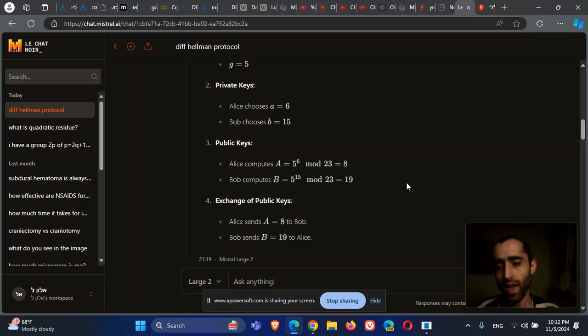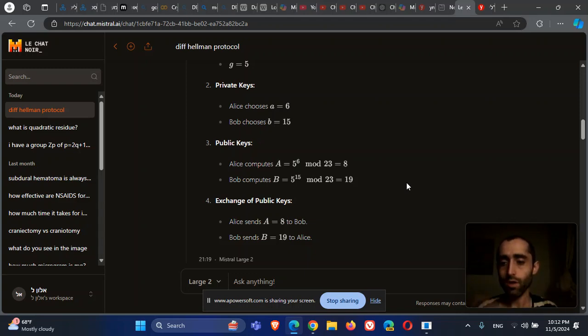G to the power of a mod p is what Alice creates. G to the power of b, small b, mod p is what Bob creates. They share it through the public area, and no one can intercept small a or small b because of the discrete logarithm problem. It's hard to do that, let's say. You need to pick G and P as needed, and very good.